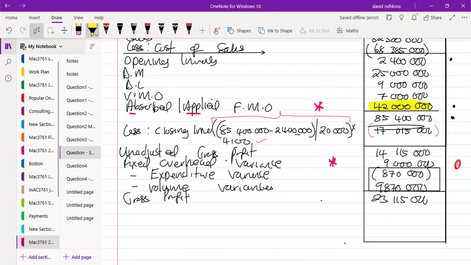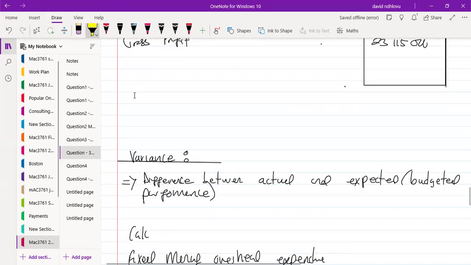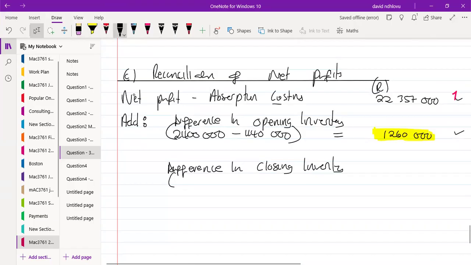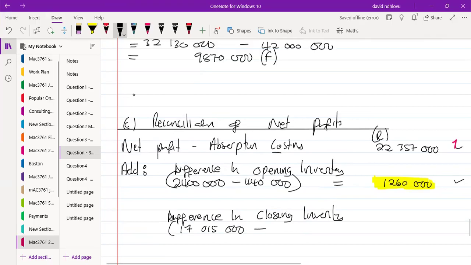This is because we are including the fixed manufacturing overhead cost here. So we now have 17,015,000. That's the closing inventory based on absorption costing.